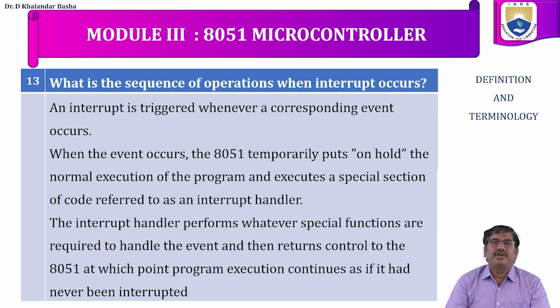What is the sequence of operations when interrupt occurs? An interrupt is triggered whenever a corresponding event occurs. When the event occurs, the 8051 temporarily puts on hold the normal execution of the program and executes a special section of code referred to as an interrupt handler. The interrupt handler performs whatever special functions are required to handle the event and then returns control to the 8051, at which point program execution continues as if it had never been interrupted.